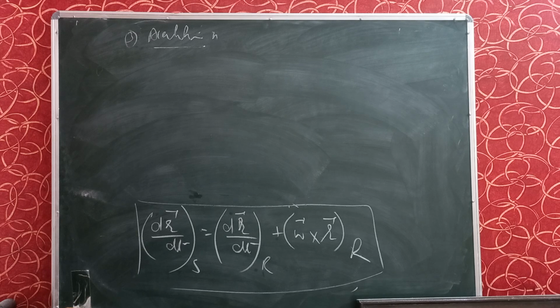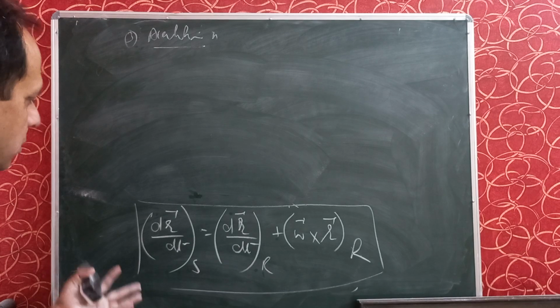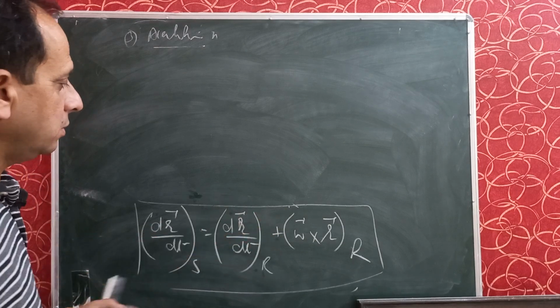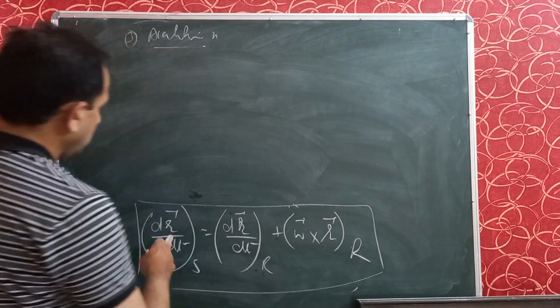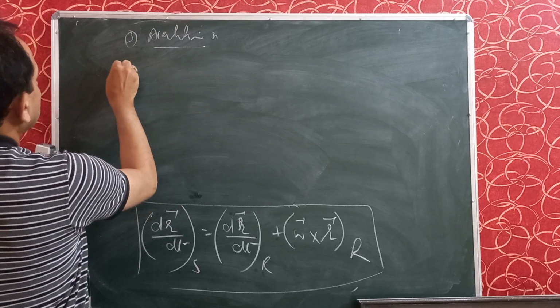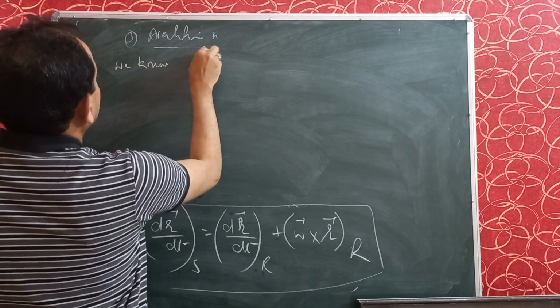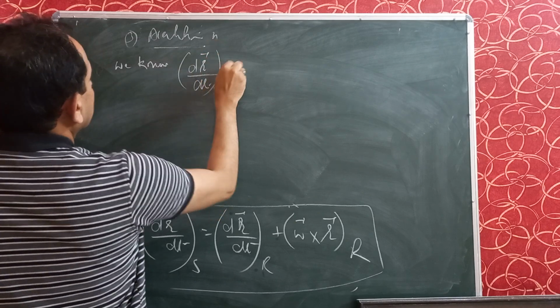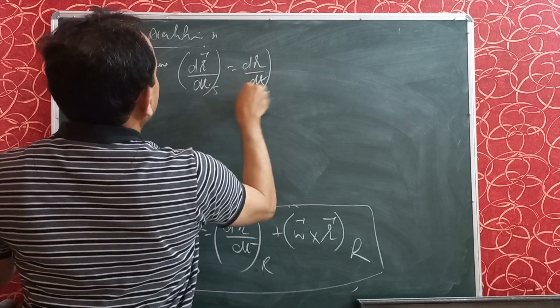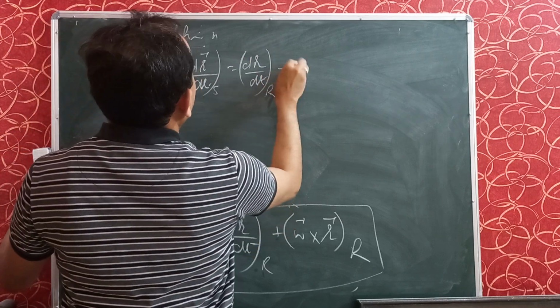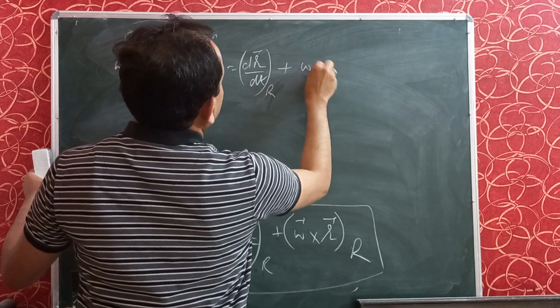Okay, acceleration. Again we will apply the same concept, that is, the derivative of any function can be done by using this formula as an operator. This formula is written here. We know that the equation for velocity is dr/dt in the S frame equals dr/dt in the R frame plus omega cross r.